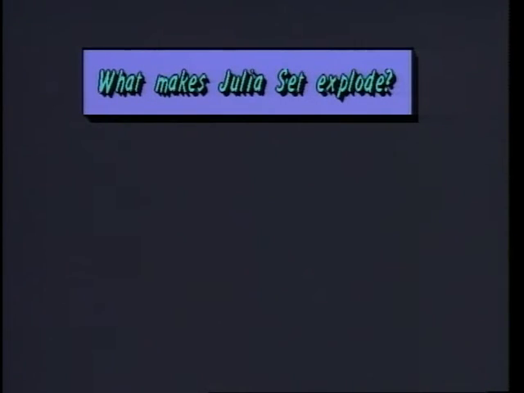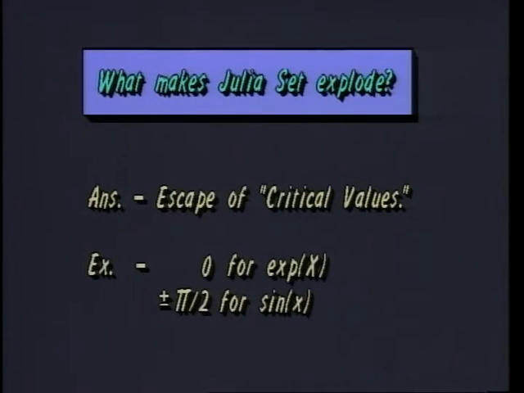So the natural question is, what makes these Julia sets explode? Well, here's the answer that's only been found in the last 5 or 6 years. The reason Julia sets explode is the escape of the so-called critical values. Well, let me not explain exactly what I mean by a critical value. The critical value for the exponential function, for example, turns out to be the value 0. That's what's known as the asymptotic value. That's the omitted value. There's no number whose exponential is 0.